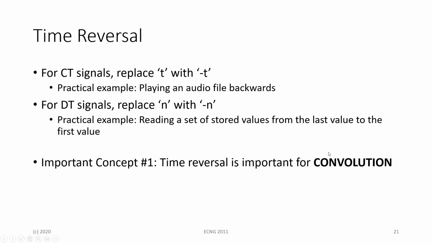Alright. Our next property is going to be time reversal. And this actually is pretty simple. For any continuous time signal, you just replace t with negative t. And for discretized signals, you replace n with negative n. Instead of the signal playing forwards, or going from left to right, the signal now goes from right to left, or backwards.